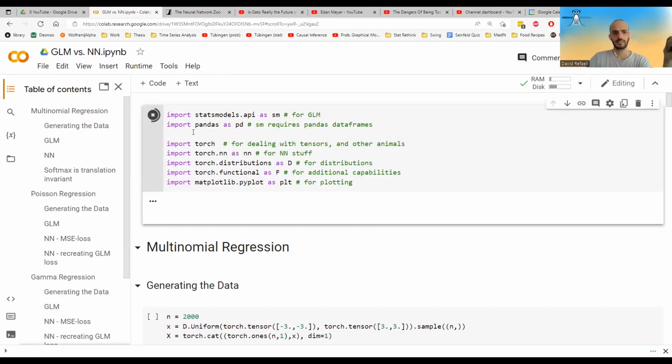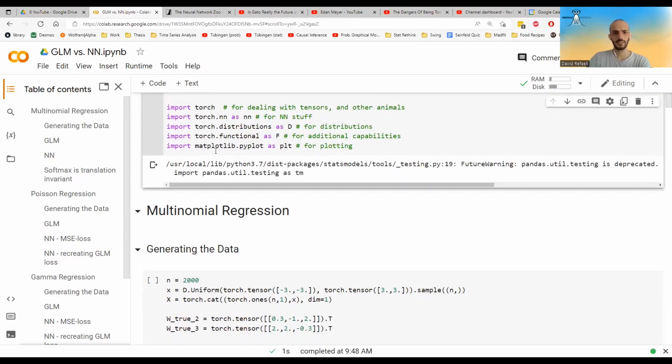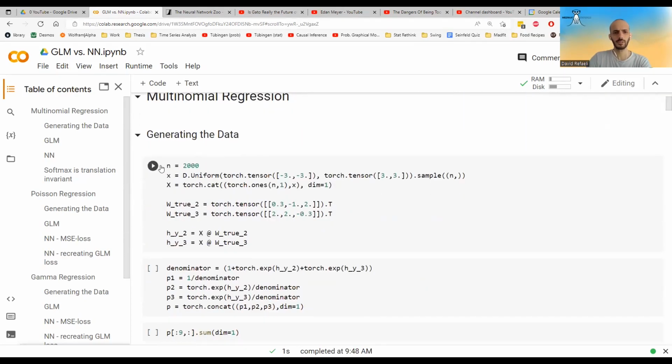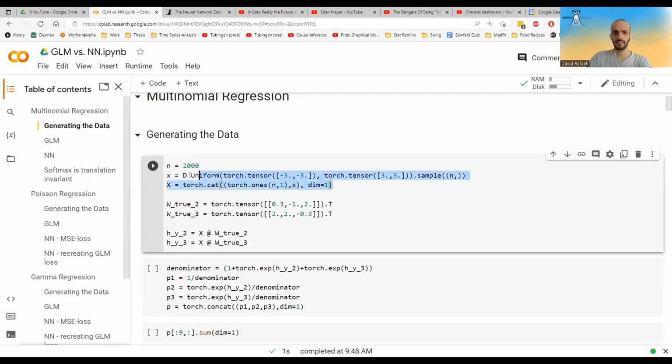So I'm importing the same libraries as in the previous video. For the multinomial regression, I'm creating the data almost the same. I'm creating some x's. I'm drawing x's uniformly in a 2D dimension. I'm then adding a column of 1 for the biases. These are my true parameters for this model. Notice that I only give 2 sets of parameters, again, because we don't need the third one.